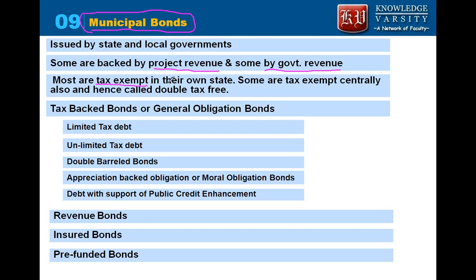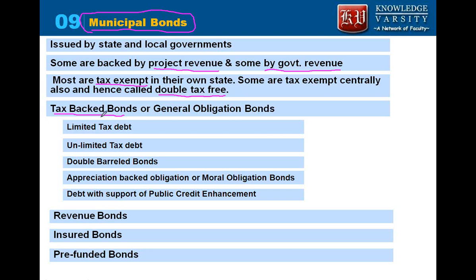Some of these bonds are also exempt from tax at the central or federal level. When it is exempt from the federal tax also, these are called double tax free bonds. That is, the owner of those bonds does not have to pay state tax as well as federal tax, because in the US you have state as well as federal tax. Typically these bonds can be revenue bonds or they can be backed by the tax.